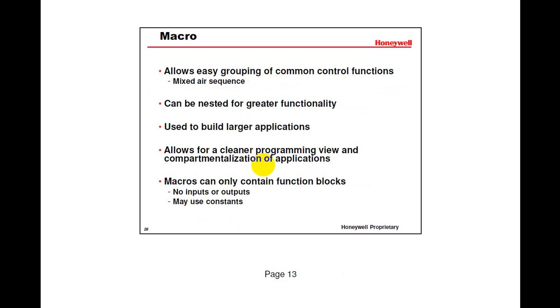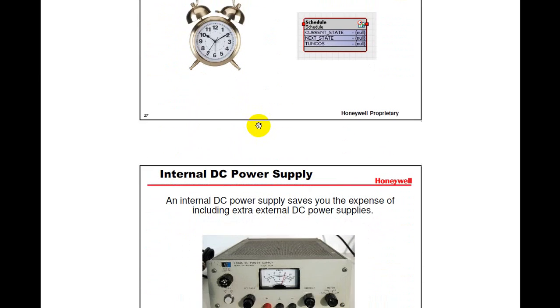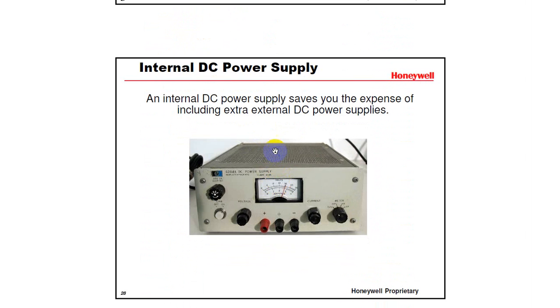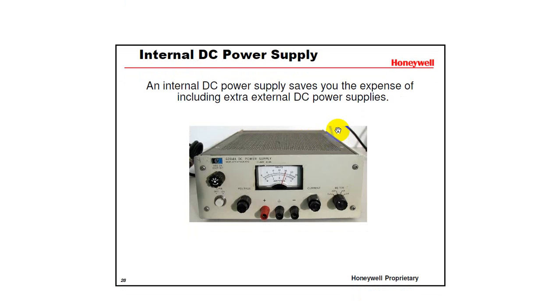Then there is an inbuilt schedule for Spider. If sometimes your JS goes down, even then you can configure a schedule in Spider so that your programming doesn't get affected even if your JS is not working. There is an internal DC power supply. You will see on every Spider there is an output for DC supply. It gives you 20 volt DC supply. So in some situations when maybe your humidity sensor or your pressure sensor needs a supply, you can directly connect it. You don't need to have an external supply for that.